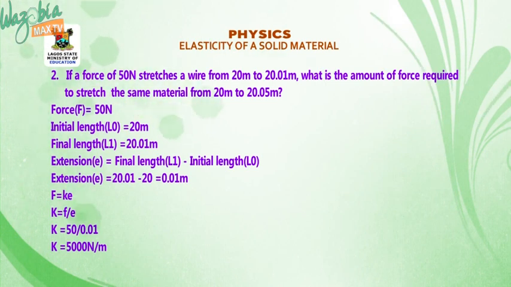So extension for that first one will be 20.01 minus 20, which is 0.01 meter. So we have to go and find the stiffness, which is constant. F is equal to Ke, so K is equal to F over e. So K is equal to 50 divided by 0.01, so our K is 5000 newton per meter.